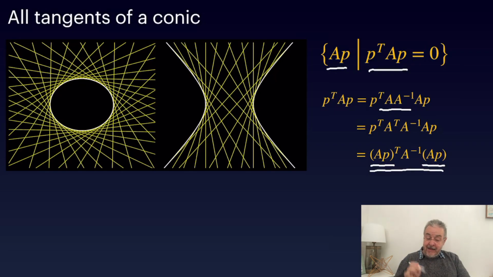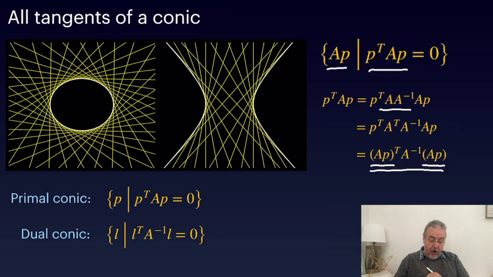So we see that a line that is tangent to the conic has to satisfy the equation line transposed times A to the minus 1 times line has to be 0. So this gives us a description of what people call the dual conic. So the primal conic consists of all points on the conic, and the dual conic consists of all the lines that are tangent to the conic, and we can get that by simply replacing A by its inverse. So a conic in a dual theory really consists of two things. On the one hand, we have all points on that conic, and in a dual way, we have all lines simultaneously tangent to that conic.